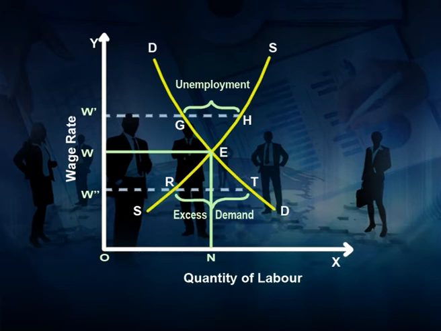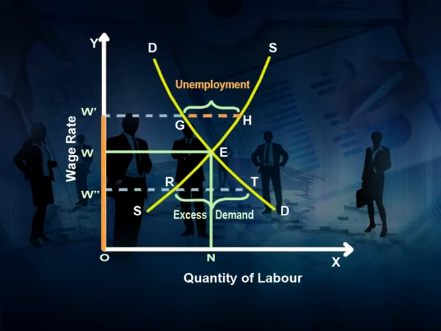It is important to note that the wage rate cannot be maintained at higher or lower than the OW level. If the wage rate is fixed at a higher level OW dash, then the supply of labor will increase to W dash H, while the demand for labor by a firm will decline to W dash G. Apparently, the new supply of labor, that is W dash H, is more than the new demand for labor, which is W dash G. A fall in the demand for labor would cause involuntary unemployment to the extent of GH.